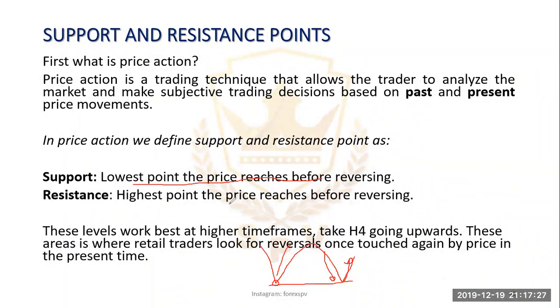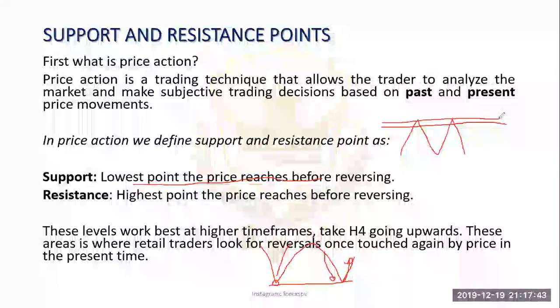That's a support point. And the opposite, the ceiling, the highest point that price reaches before reversing, is called the resistance point. The two can be called zones. You can hear people say they're trading zone to zone, so they're trading from support to resistance point.